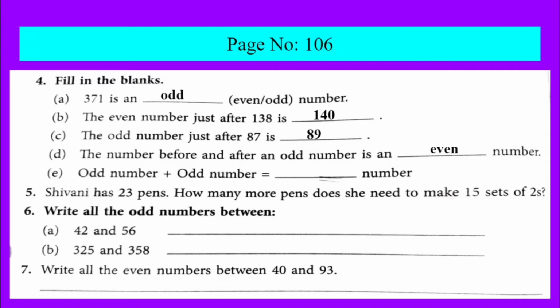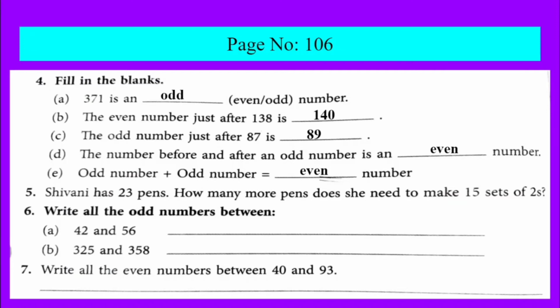Odd number plus odd number is equals to dash number. So children, now to understand this, let's take any two odd numbers. Let's say 5 and 9. So children, 5 plus 9 is equal to 14, which is an even number. That means when we add two odd numbers, we get the answer as an even number. So children, here odd number plus odd number is equals to even number. So we will write here even.